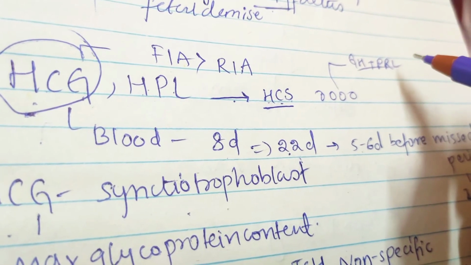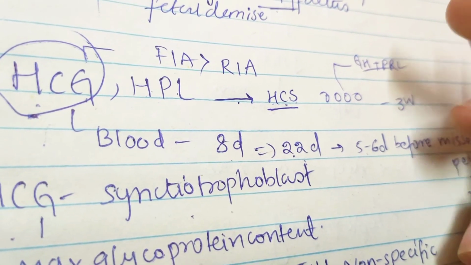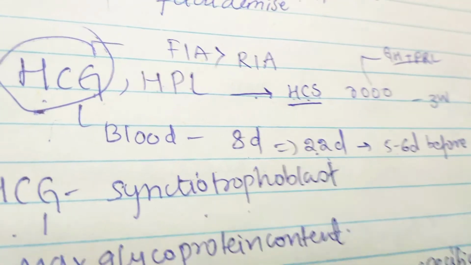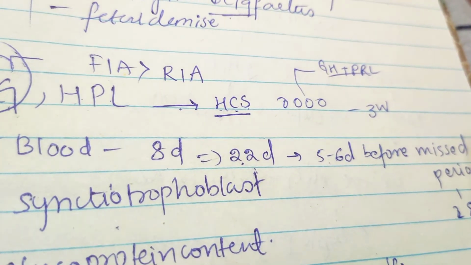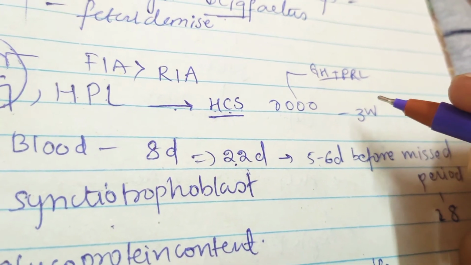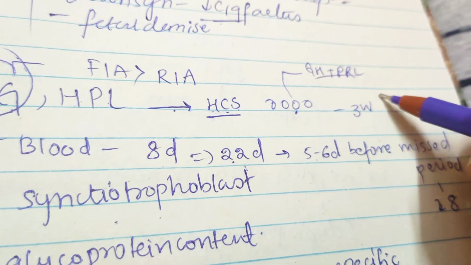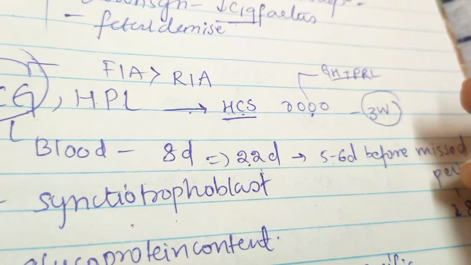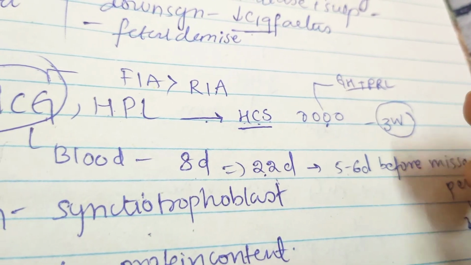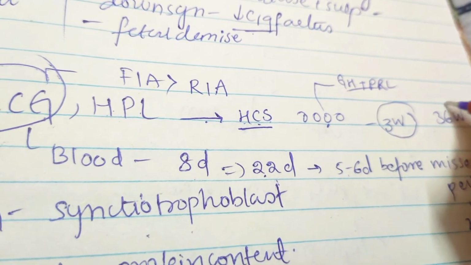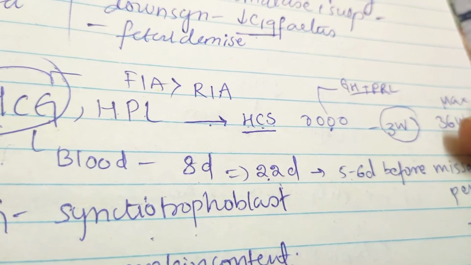It is detected in the third week of pregnancy, and it will continue to rise throughout the pregnancy. So HCS, the human chorionic somatotropin, is a single polypeptide hormone similar to growth hormone and prolactin; you will detect it in the third week, it continues to rise throughout the pregnancy, and it reaches maximum by 36 weeks. It is the marker to check placental functioning.